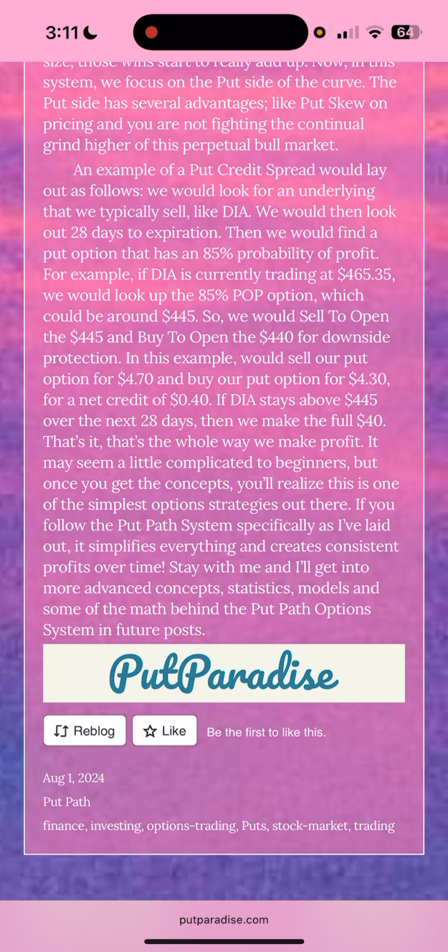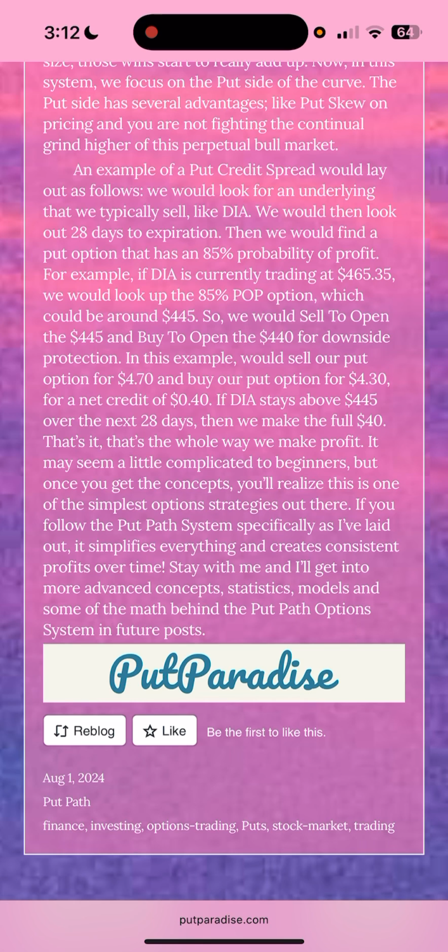We look up the 85% probability of profit option, which could be, let's say, 445. So we would sell to open the 445 and buy to open the 440 for the downside protection. We use $5 wide spreads. In this example, we would sell our put for 4.70, and then we would buy our put option for 4.30. So that's a net credit of 40 cents, which is really $40. So that $40 goes into your account. Now, if DIA stays above 445 over the next 28 days, you get to keep that full $40. That's it. That's the whole system.